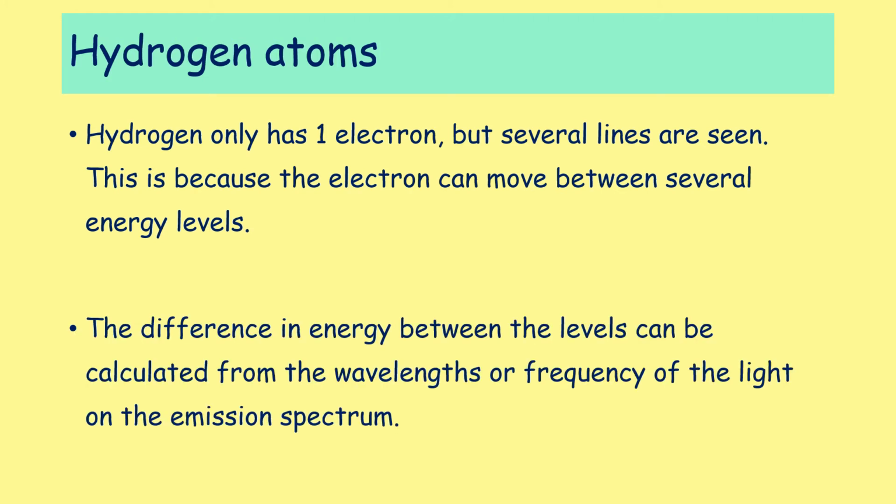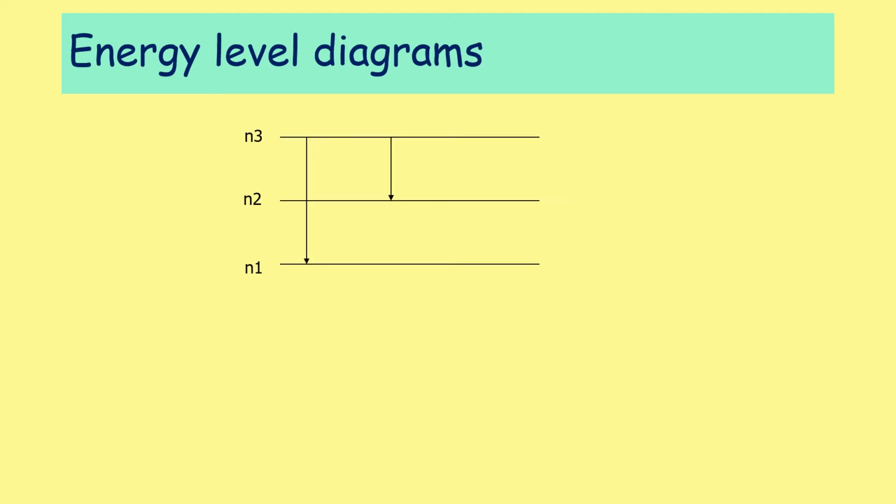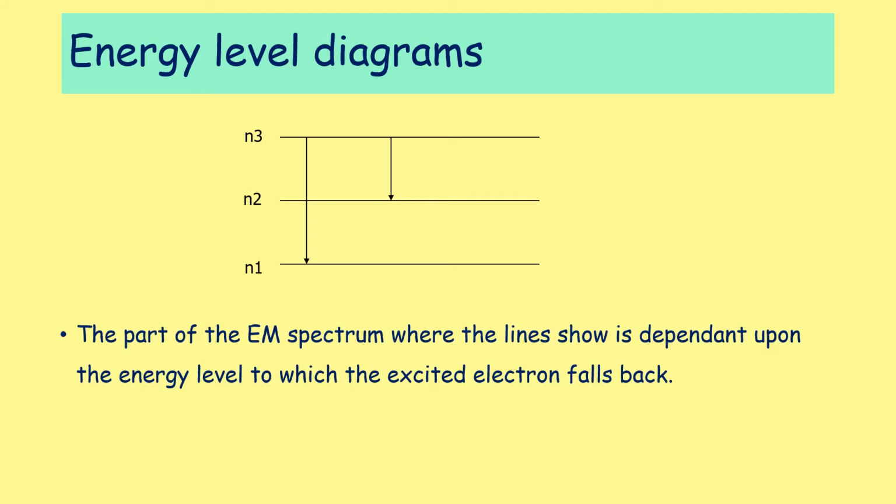The difference in energy between the levels can be calculated by looking at the wavelength or frequency of the light coming from an emission spectrum. So here we have just a representation. We've got the third energy level, the second energy level, and the first energy level. The part of the electromagnetic spectrum where the lines show up is dependent upon the energy level to which the excited electron falls back.